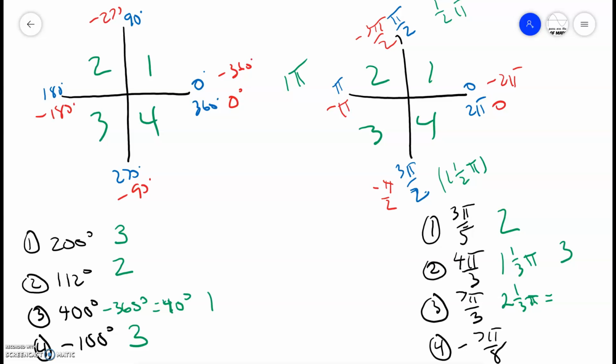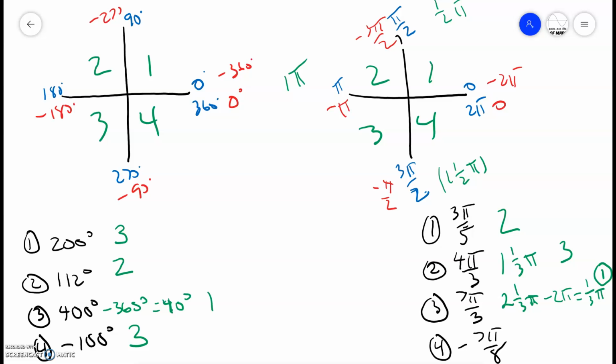Okay, so 2 and 1/3, again, more than one time around. Well, what could you do? You could subtract 2 pi from that, because that's one time around, just like we did with 360, and get 1/3 pi. And 1/3 is less than 1/2, so that means this is in quadrant 1. Okay, those are the tricky ones.